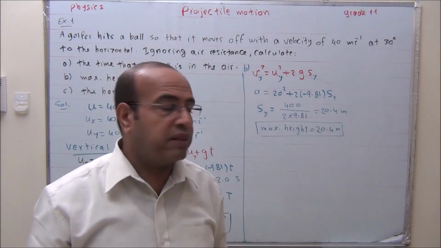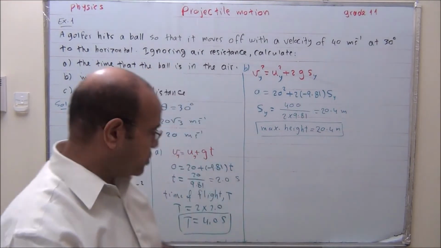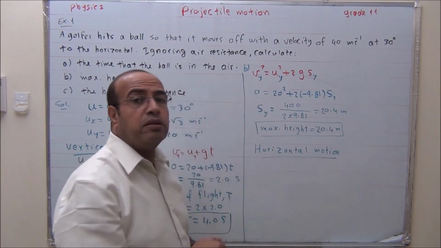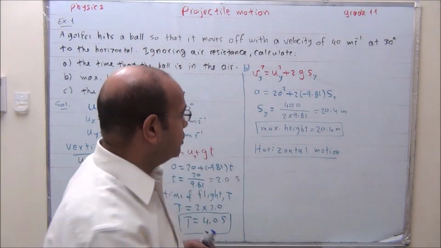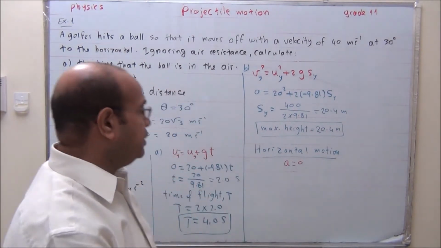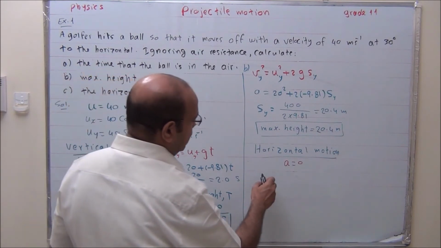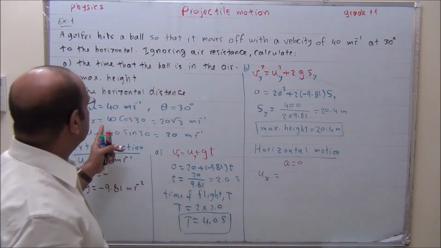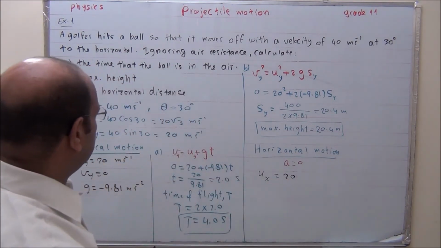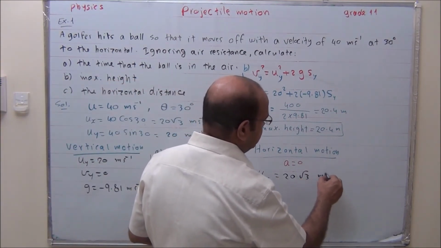Now we need to solve part C. We said the horizontal distance. Then we go to the horizontal motion. So this is the second part, horizontal motion. Remember, in horizontal motion, the acceleration equals 0. It moves with constant velocity. What do we have here? We have ux. It was 20 radical 3 meter per second.